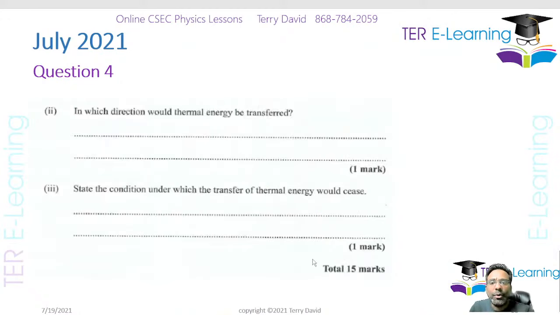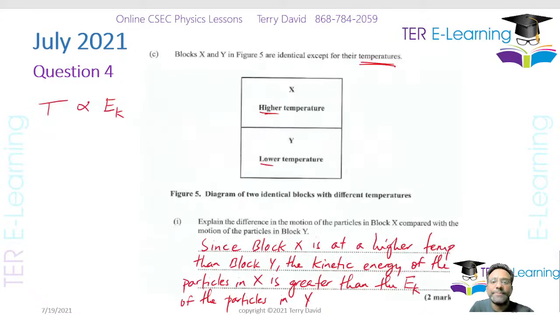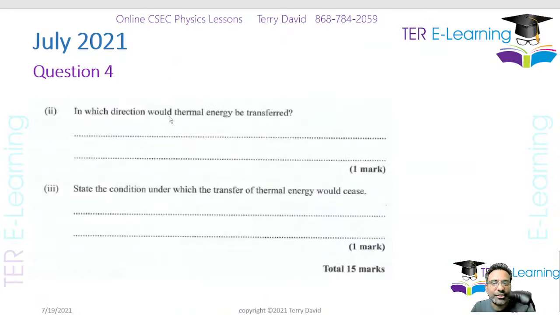The next part now. In which direction is thermal energy being transferred? So if the temperature of X is greater than the temperature of Y, right? What that means is that energy is going to travel this way. It's going to go from the higher temperature to the lower temperature. So in which direction is thermal energy being transferred? So all you need to say is from X to Y. That's it. From X to Y.